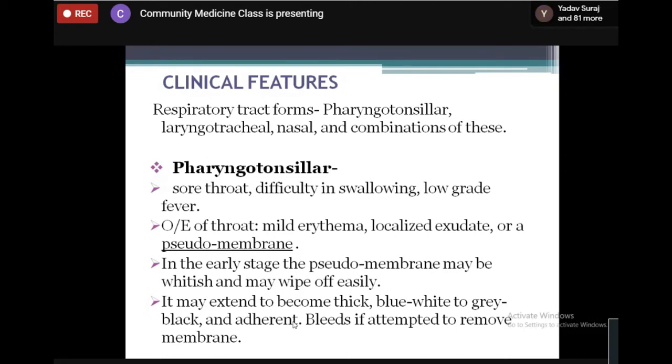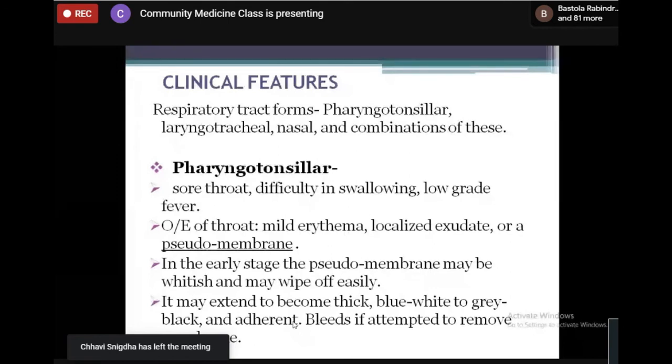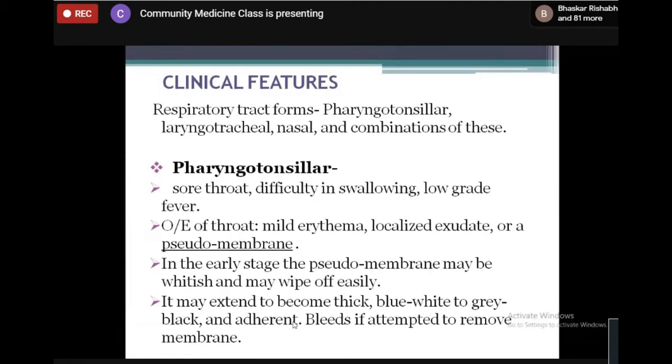In pharyngotonsillar diphtheria, the child will develop a sore throat, just like in tonsillitis, and will have difficulty swallowing food and a low grade fever. Low grade fever means only up to 99, 100, 101, not more than that. 100, 103, 104 is high grade fever. On examination of the throat, when you ask the child to open the mouth, you will see mild erythema, which is redness of the mucous membrane.